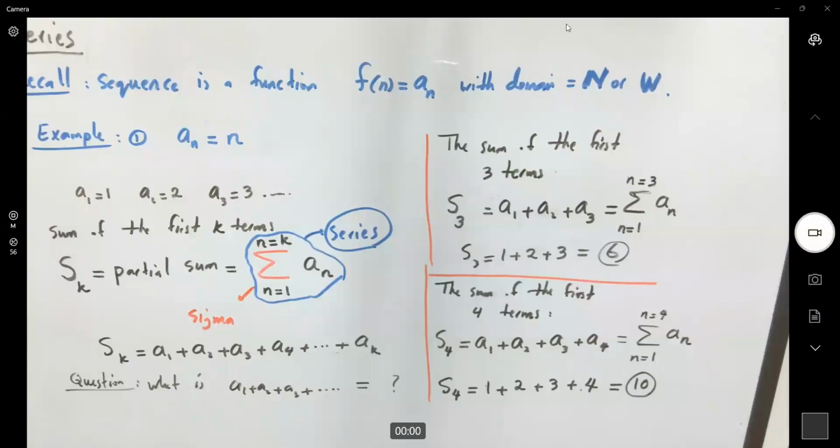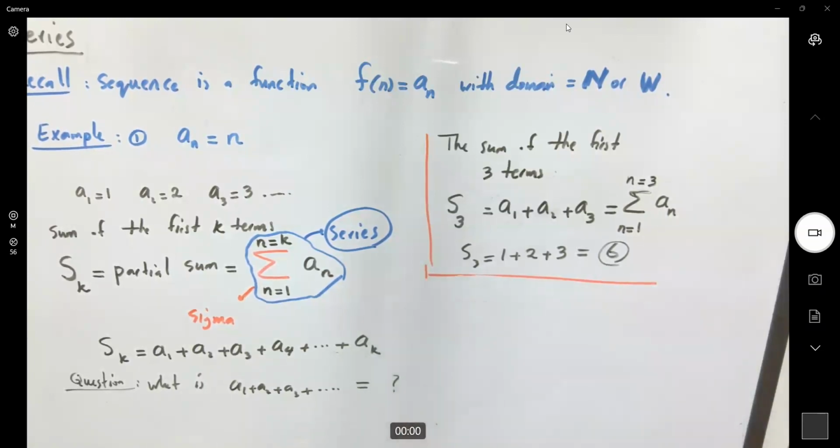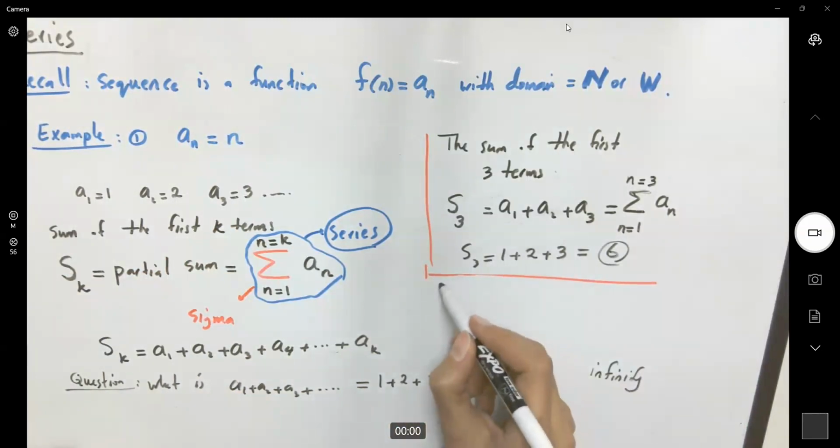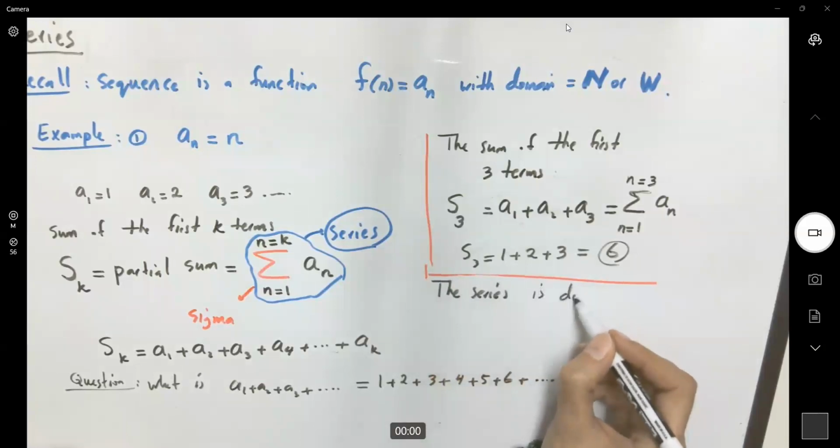So if I ask you to add all of these numbers together, instead of creating a partial sum, instead of adding this partially, I'm just going to ask you to add all of these together. It means that I'm asking you to add 1, 2, 3, 4, the rest of the terms, 5, 6, and the rest of these. This number is getting very large. This goes to infinity. In this case, we say that the series is divergent.